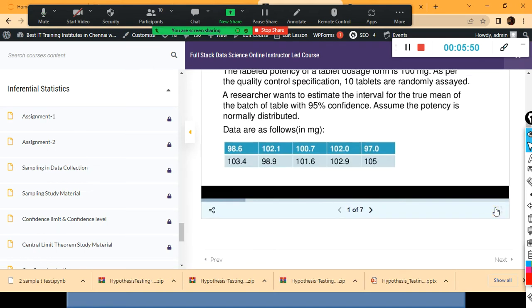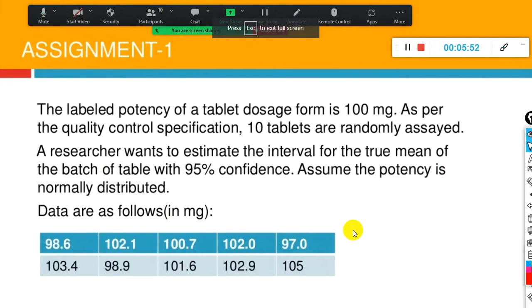Data are as follows. So let me just maximize this. I go here. This is the second assignment. So the data has been given here, in milligrams, so 98.6, and all these values have been given here. And what is the sample size? N is 10.